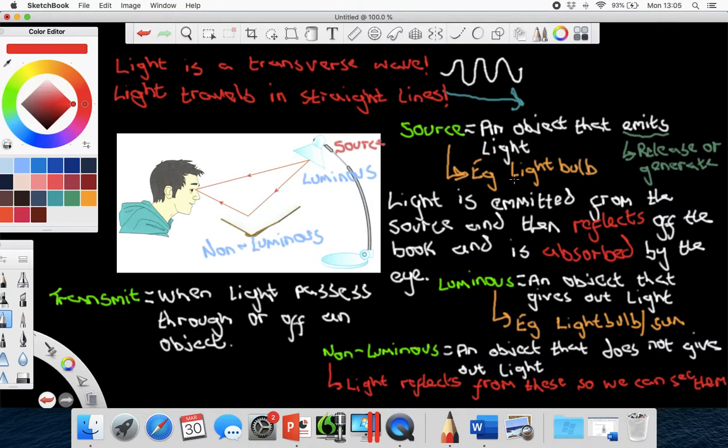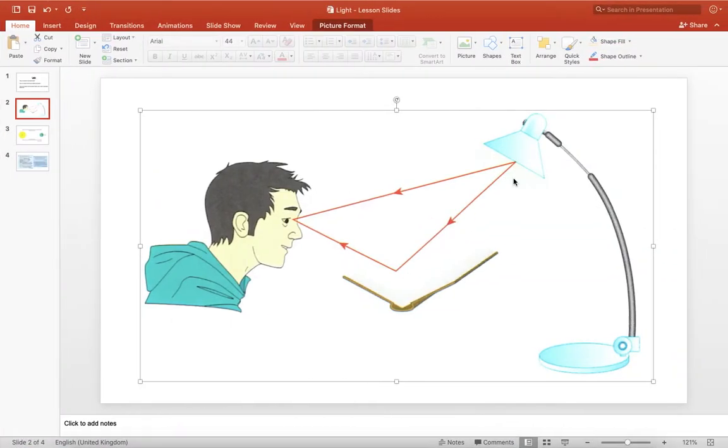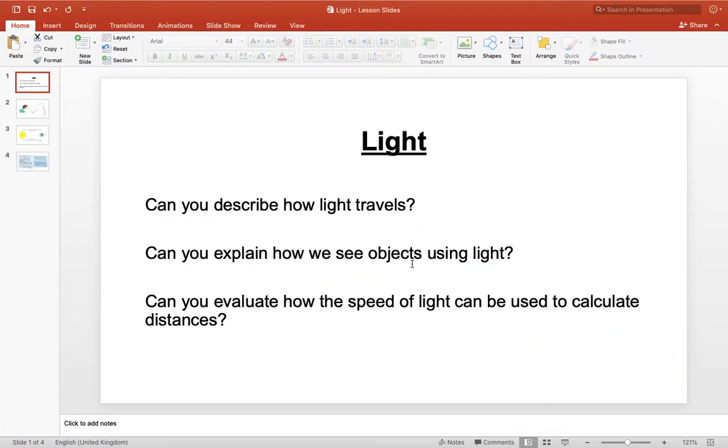So if we have a look back at our learning objectives, remember you can pause this video at any time to make sure you've got all the notes. We said that by the end of the lesson we need to say how light travels. You should be able to tell me now that light is a transverse wave that travels in straight lines, and you should be able to tell me how we see objects. Essentially, a source will create light, which is then transmitted from non-luminous objects into our eye so that we can see.